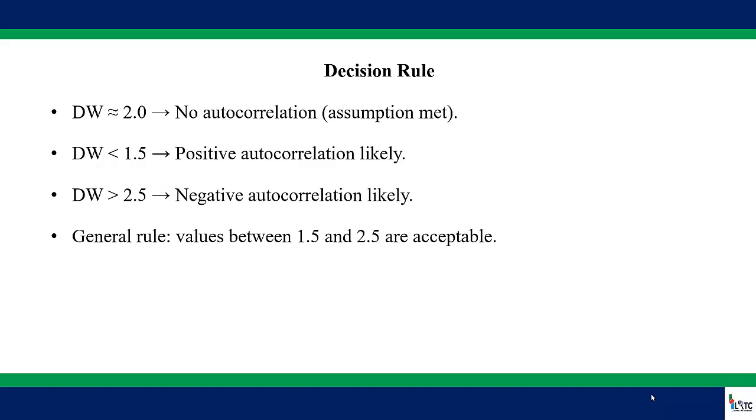So the general rule is very simple and straightforward. Just make sure that the value of the Durbin-Watson statistics is between 1.5 and 2.5. When you have a value of 1.5, 1.6, 1.7, 1.8 up to 2.5, then you are certain that there is no problem of serial correlation in that particular model. So you may need to memorize this decision rule. The most important thing is the general rule: between 1.5 and 2.5 is fine, outside of it, whether positive or negative, it is a problem.